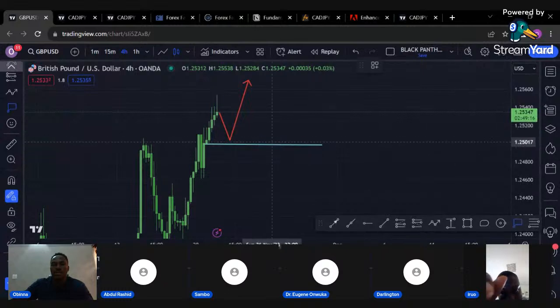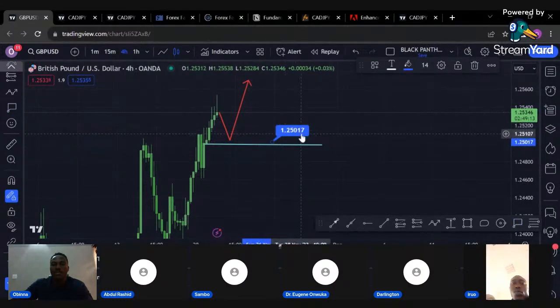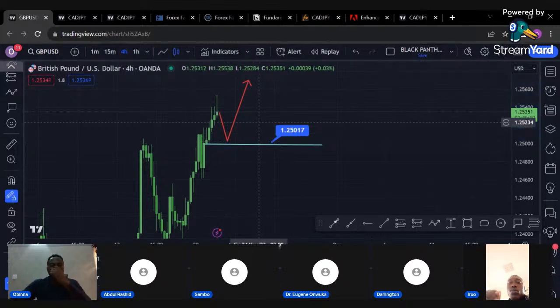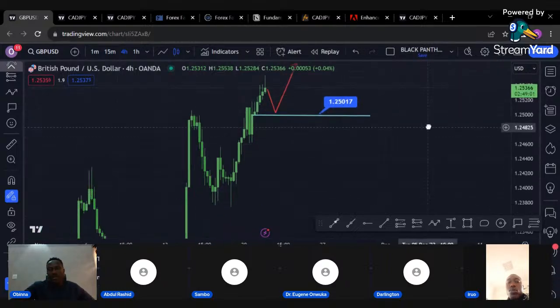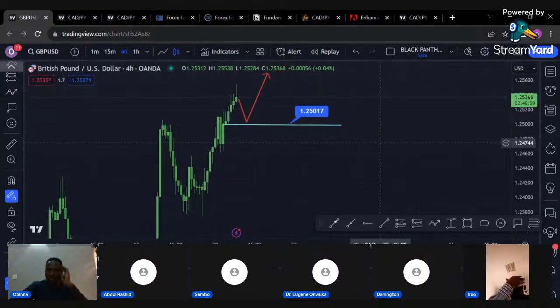This is 1.25017. So you want price to pull back to this place for you to continue going up. That is for the 4 hours. So why I usually analyze with the 4 hours then the 15 minutes is that for someone trading during the day, you don't want to wait too long waiting for an opportunity, or you don't want to be too impatient and just taking trades at any point.